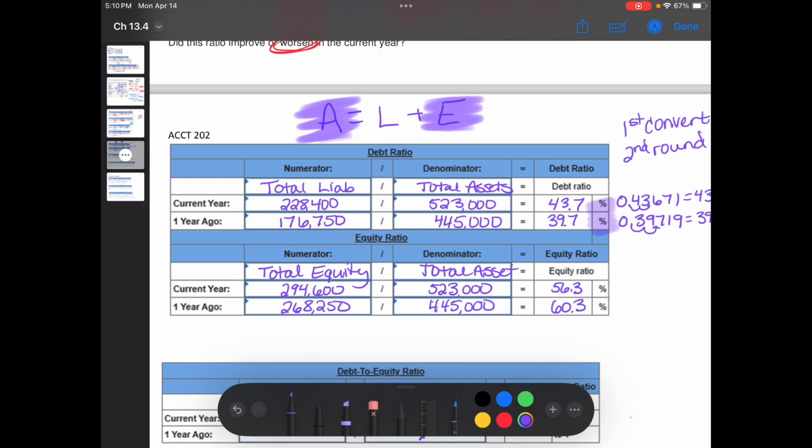Now, there is no analysis of this. Some people say equity is a better financing. Some say liability is a better financing, but there's no better or worse here. It's just numbers. Numbers are numbers. So there they all are.